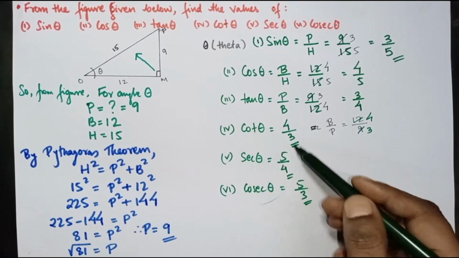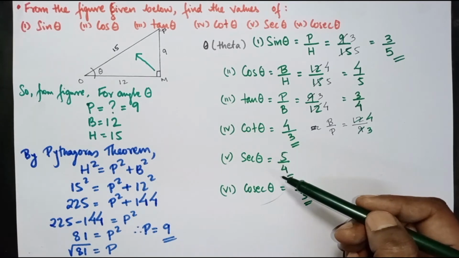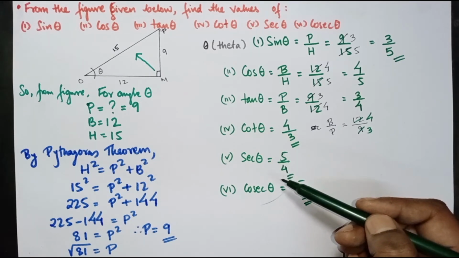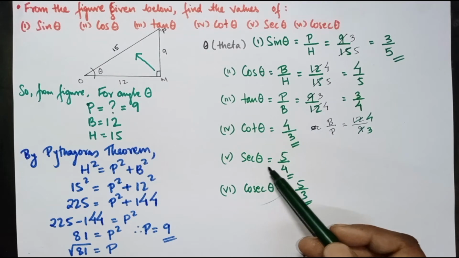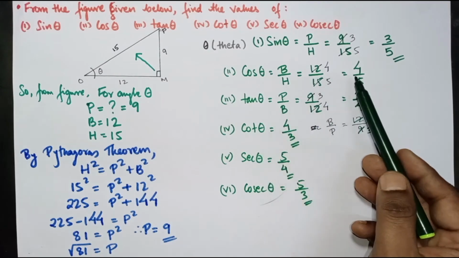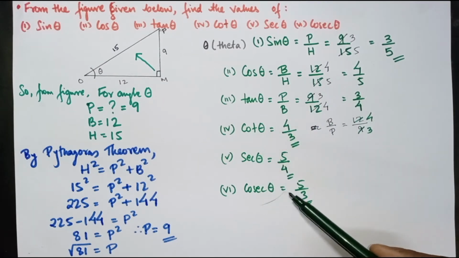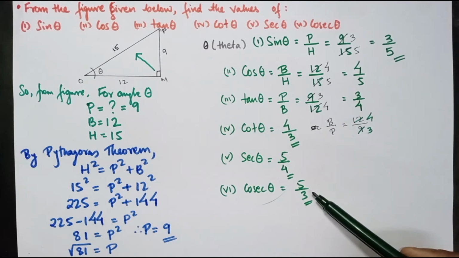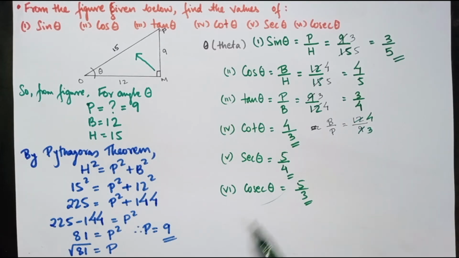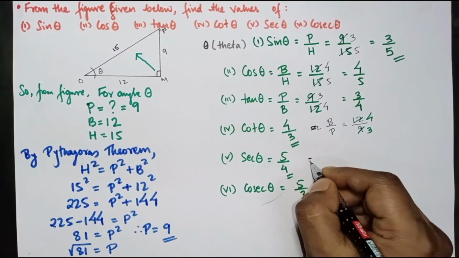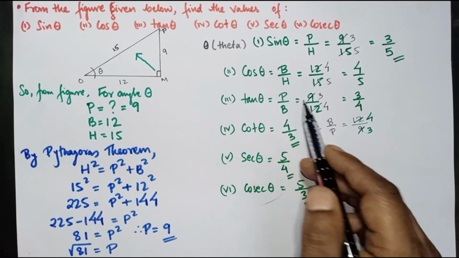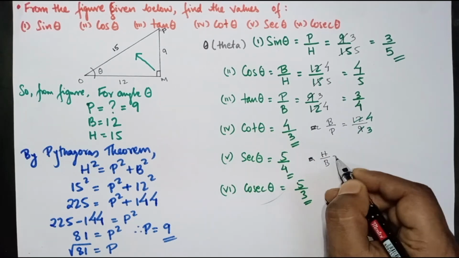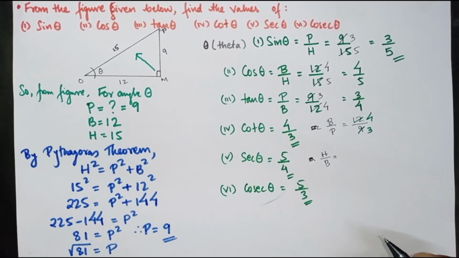Reciprocal. If you haven't understood, please go through my part 1. You have to know part 1 nicely, then only will you understand this. So cot theta is the reciprocal of tan, sec is the reciprocal of cos, so it is 5 by 4, and cosec is 5 by 3. Or if you haven't understood this, you can do it this way also. The sec theta formula is H by B. Since it is the reciprocal of cos theta, you can do it this way also. Now put the values and you will get the same. Okay, hope you are clear with this.